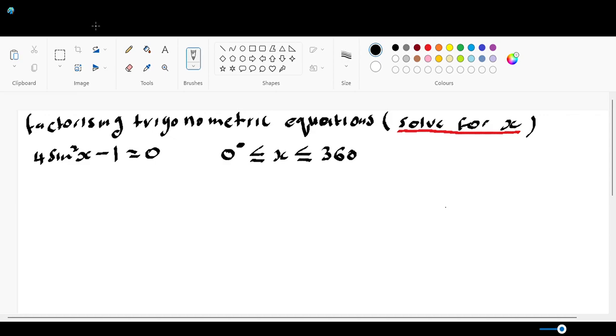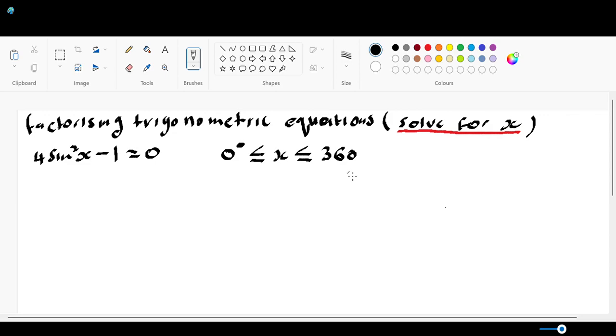So when you look at this problem, we have an expression whereby you're given 4 sine squared x minus 1, and that is equal to 0. Now on the side here you are given that x cannot be less than 0 but can be equal to 0, and at the same time cannot be greater than 360 but can be equal to 360. So basically this is the range where you're supposed to play about when you find your x.